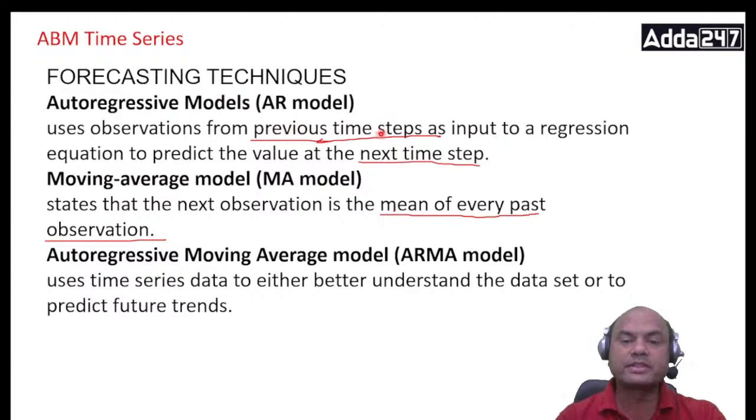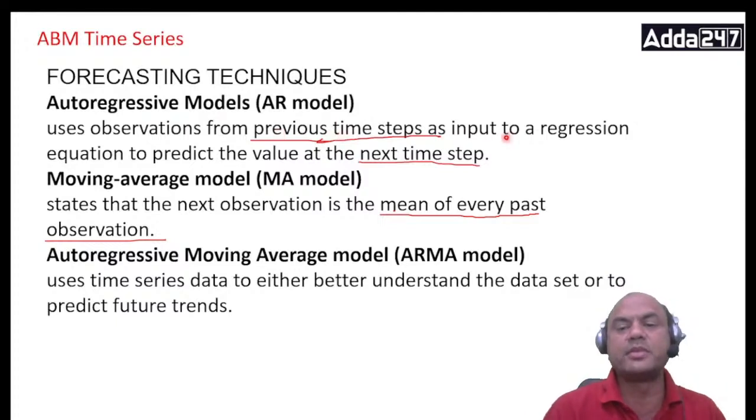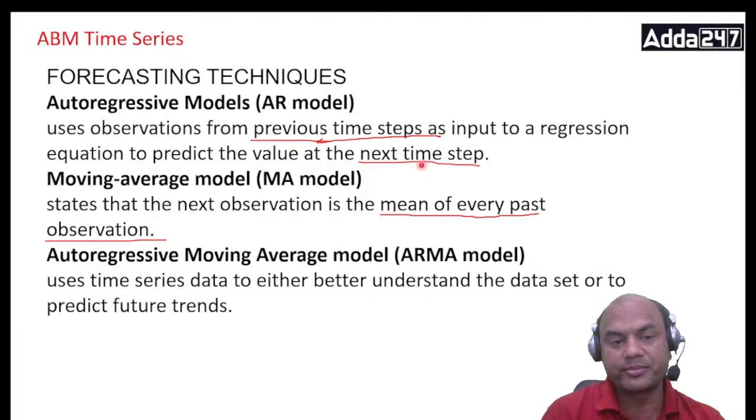Auto-regressive uses observations from previous time steps as input to the regression equation to predict the next time step. Moving average MA states that the next observation is a mean of every past observation. The auto-regressive model uses the time series data to either better understand the data set or to predict the future values.